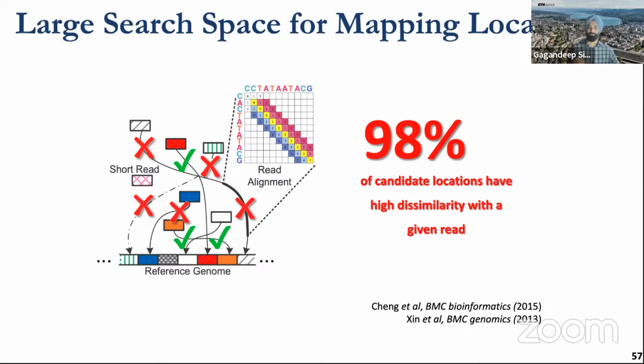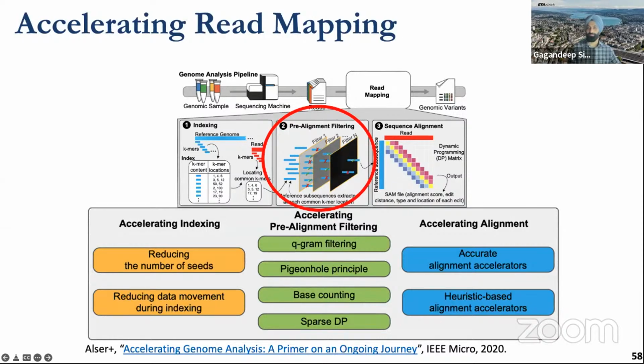And past works have shown that there's an overwhelming amount of candidate locations that have really high dissimilarities with a read, which means that we don't really need to do this step for each and every read. We can get rid of a lot of reads, and you can do that by having a good pre-alignment filtering step. This second step, pre-alignment filtering, can get rid of a lot of these reads so that you don't have to go through the final step, and it really helps you increase your performance end to end.